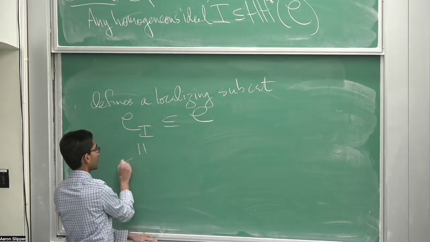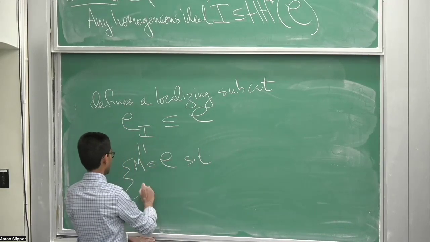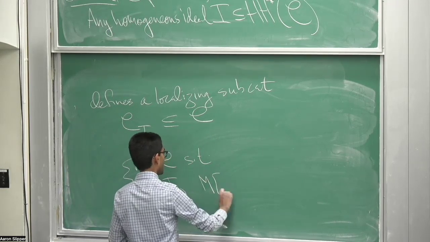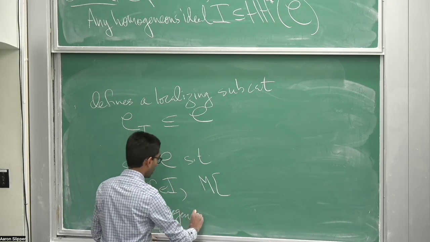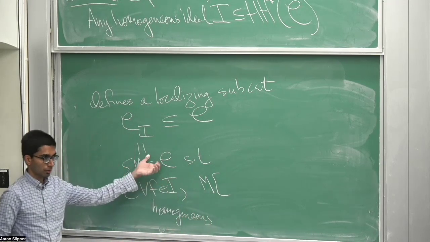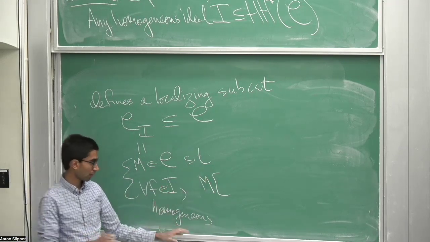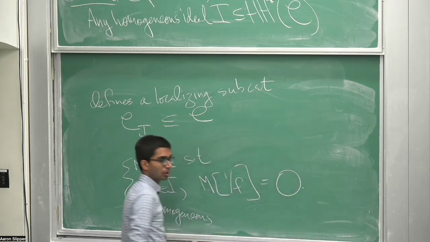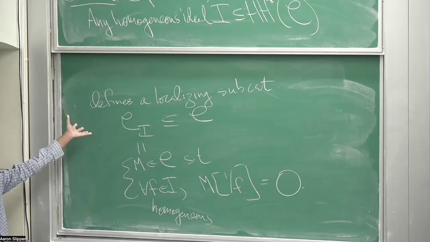By definition, this is all M in C such that for all F in the ideal I, and I should say F homogeneous, F acts as zero. If you have a homogeneous element in the ideal I in Hochschild cohomology, then it acts on any object M by shifting the grading. This is the construction that you can make: you can define a localizing subcategory for any presentable category.